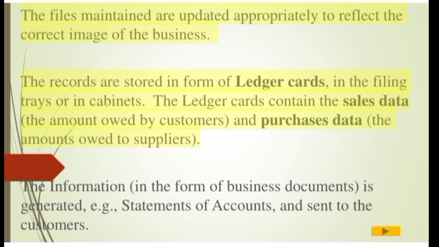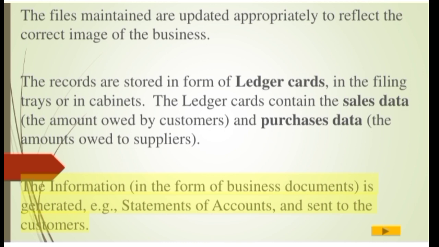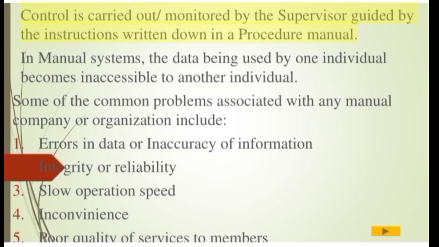The records are stored in the form of ledger cards, in filing trays or in cabinets. The ledger cards contain the sales data, the amount owed by customers, and purchases data, the amounts owed to suppliers. The information, in the form of business documents, is generated, e.g., statements of accounts, and sent to the customers. Control is monitored by the supervisor, guided by the instructions written down in a procedure manual. In manual systems, the data being used by one individual becomes inaccessible to another individual.